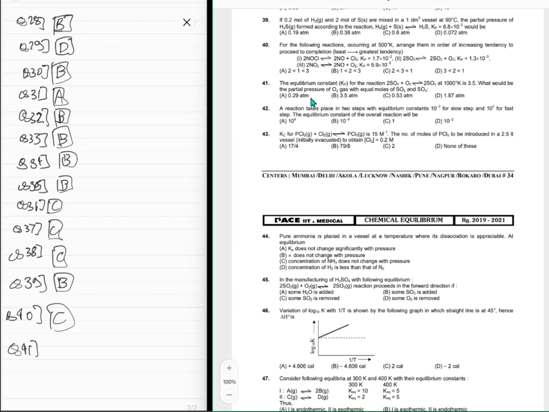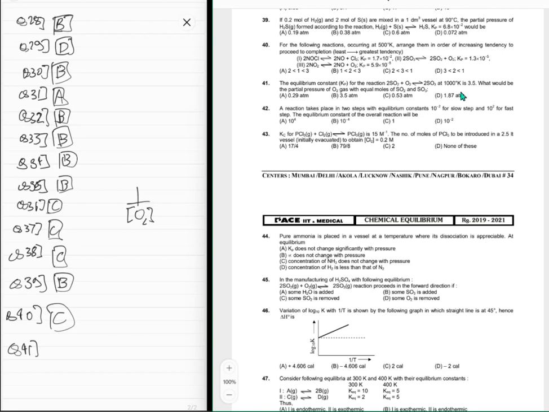The equilibrium constant for this reaction at 1000 Kelvin is 3.5. What would be the partial pressure of O2 with equal moles of SO2 and SO3? Oh, so SO3 and SO2 are just equal. That just means the reaction quotient is just 1 upon concentration of O2, and this should be equal to the equilibrium constant. For this case, when SO2 and SO3 both are equal, we can write the reaction quotient like this.